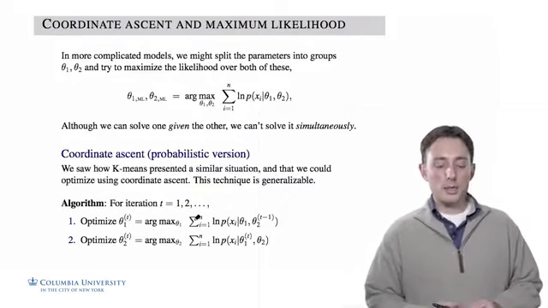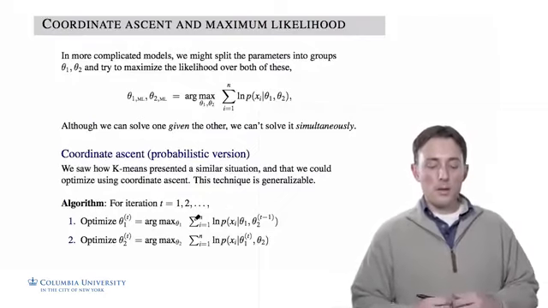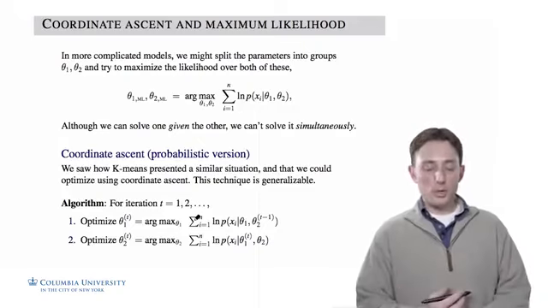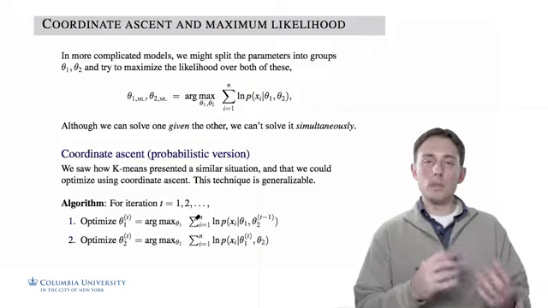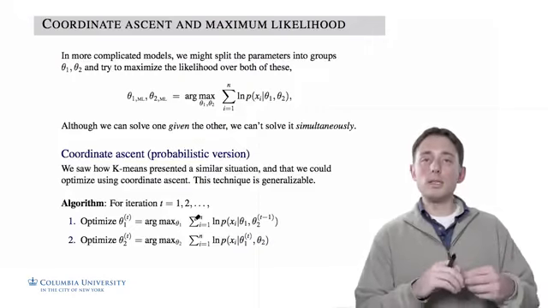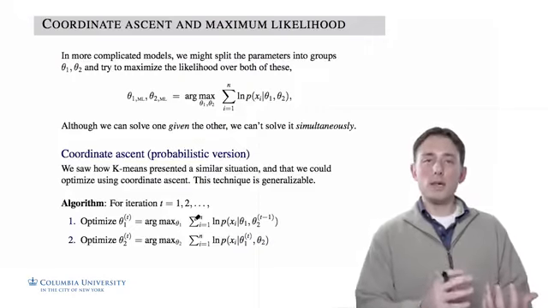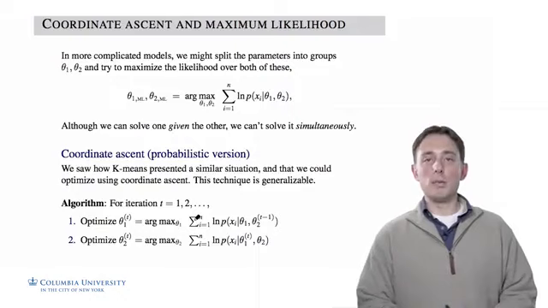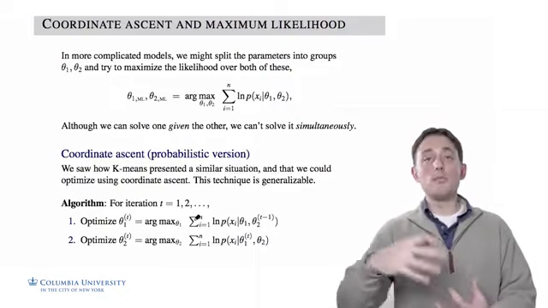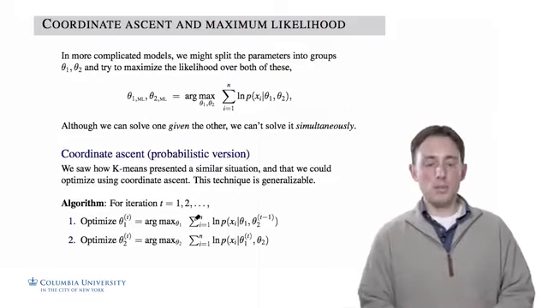Now, in more complex models, we might want to split the parameters into groups and do coordinate ascent. So we saw this with k-means, where we called it coordinate descent, because we wanted to minimize that objective function. With probability functions, we're always trying to maximize something because it's a probability term, and so we want to find the most probable thing.